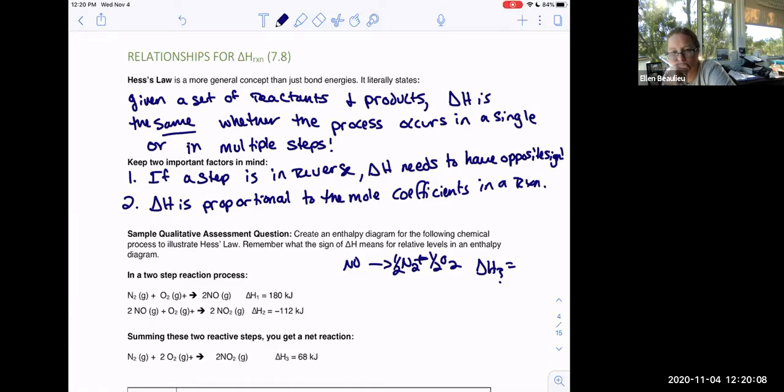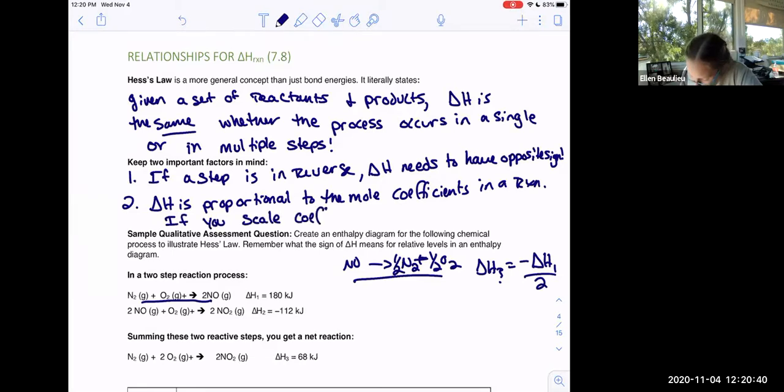Would it be halved? It would be halved and negative. So I'm taking those molar coefficients down by half, but also this reaction is the reverse of this reaction. So I'm sorry for doing two things in one step. Sorry, not sorry. Delta H is proportional to the mole coefficients in the reaction. So if you change the coefficients in doing Hess, then you must also scale delta H by the same amount.